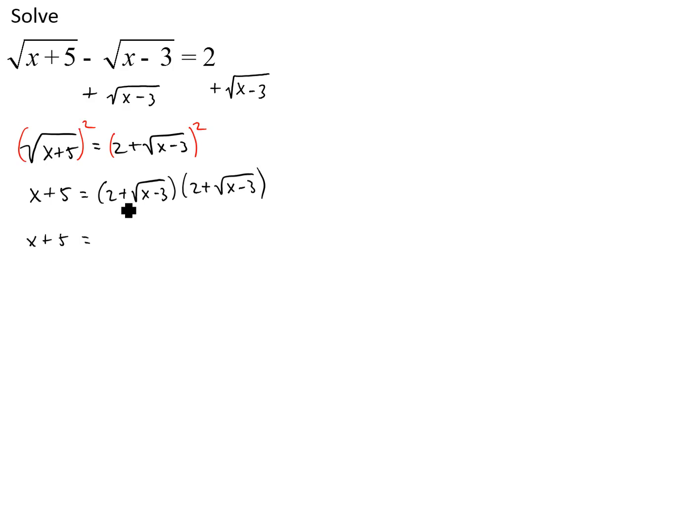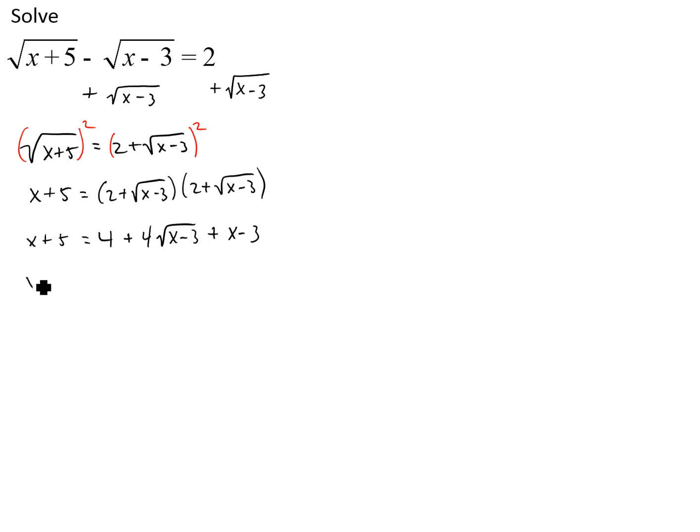So when we multiply the first terms, 2 times 2, that's 4. Outside terms get 2 times the square root of x minus 3, plus the inside terms get another 2 times the square root of x minus 3. So that's going to give us a 4 square root of x minus 3 in there. And then our last term is the square root of x minus 3 times the square root of x minus 3. That's the same as saying the square root of x minus 3 squared, which, similar to what happened on the left side, is just going to get rid of the square root. So we're just going to end up with x minus 3.